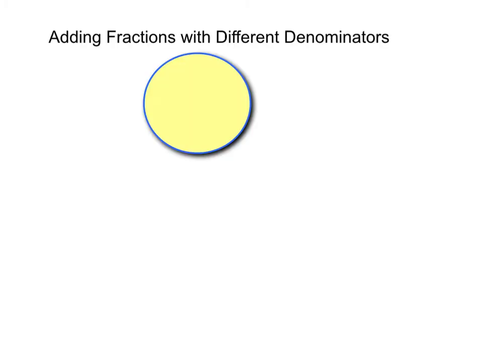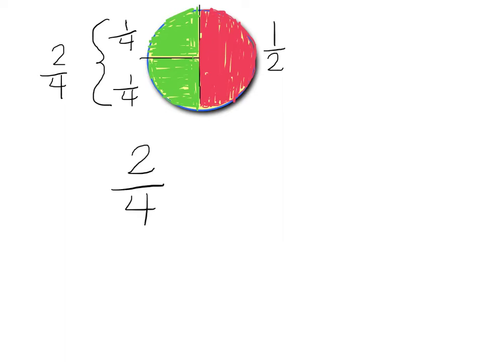Now we're going to look at adding fractions with different denominators. Our circle equals 1 whole. I have now taken my circle and I've divided it into different parts. The red part is 1/2 of my circle, and the green parts are each 1/4 of the circle. 1/4 plus 1/4 we know is 2/4. So now I'm going to add 2/4 plus 1/2 equals.